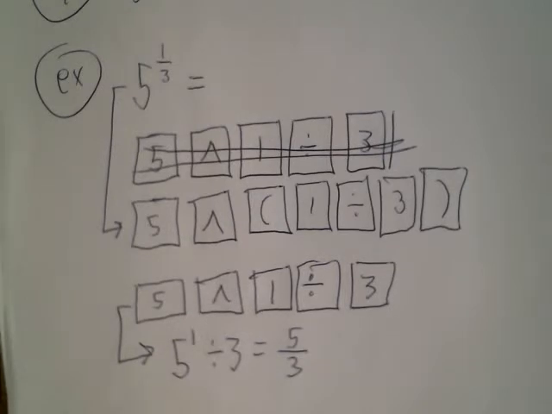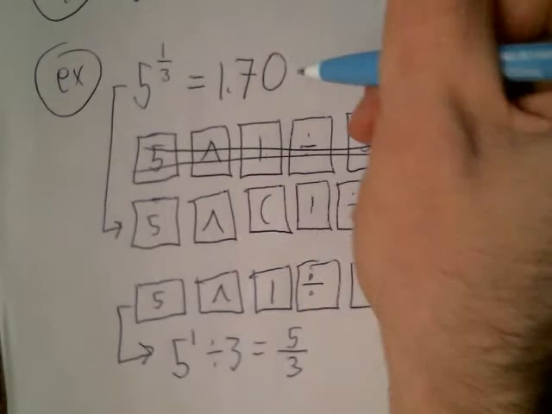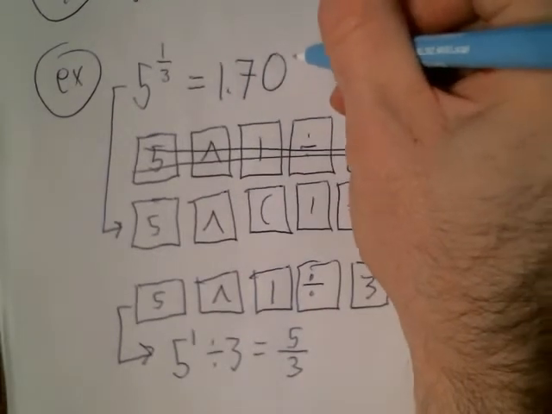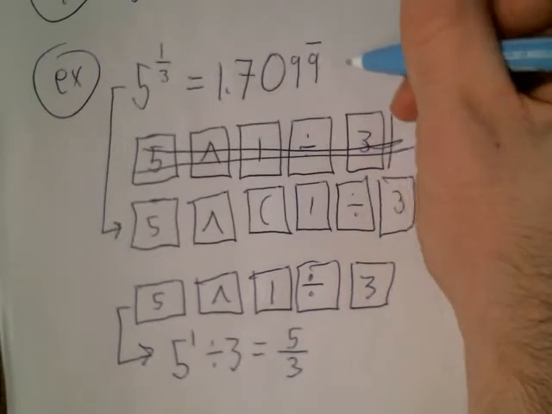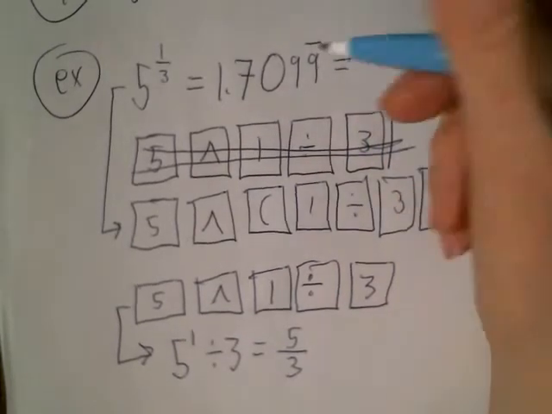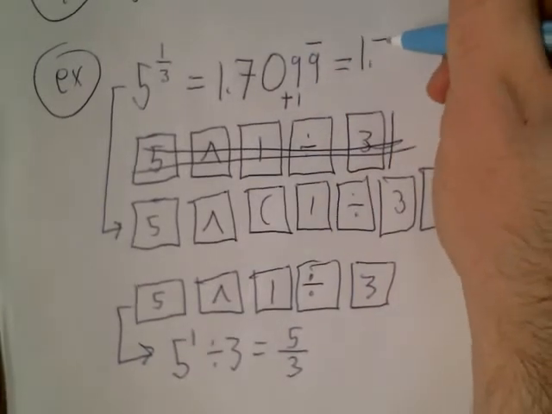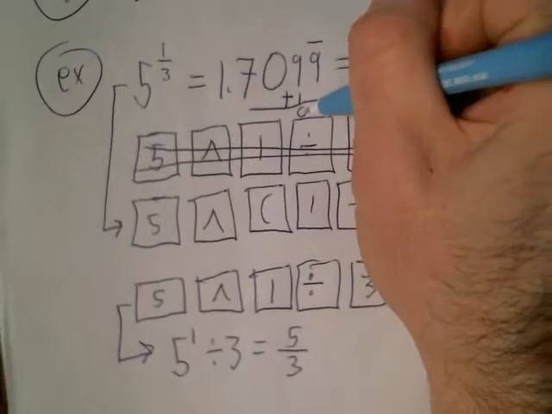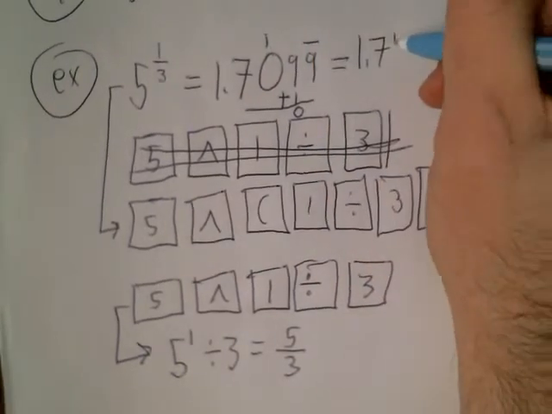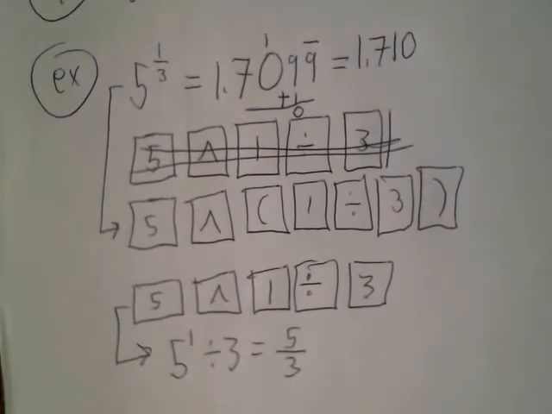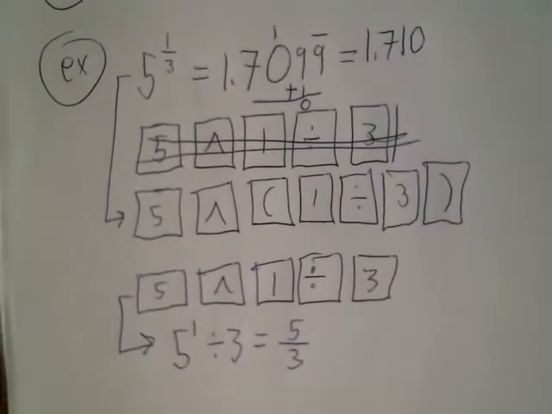And 5 to the 1/3 is 1.7099, repeating. And then following our rounding rule, we add 1 to the digit before it. So that would be 1.7, and if I add 1, this will be 0, carry the 1, and I'll have 1.710, okay? Hopefully that will do it for us.